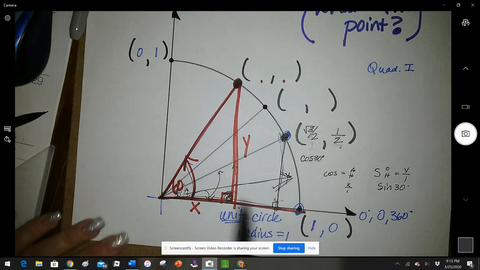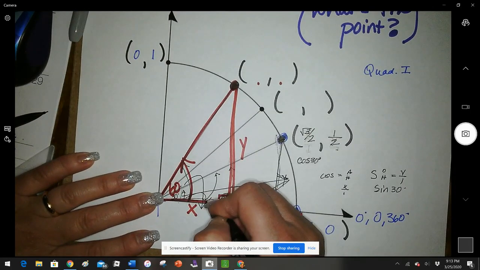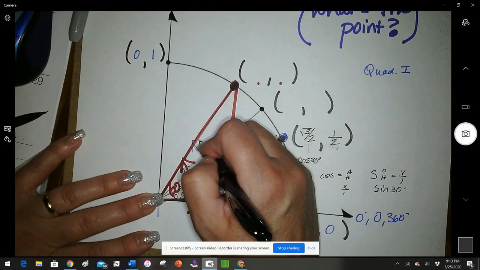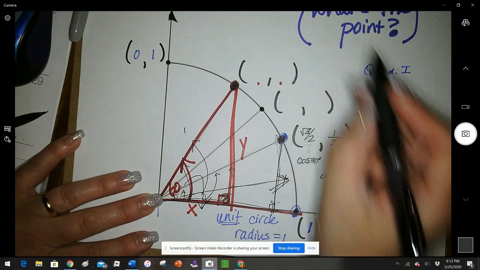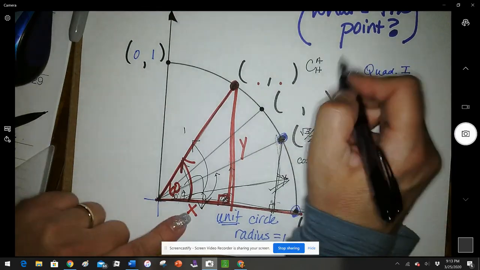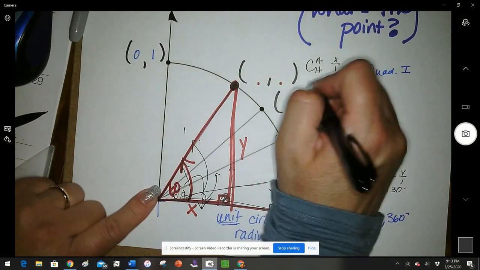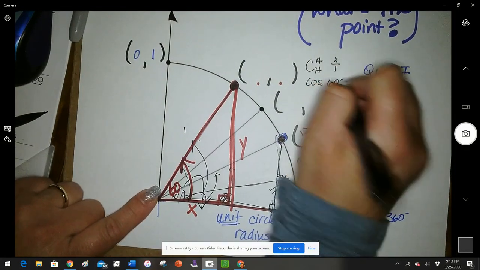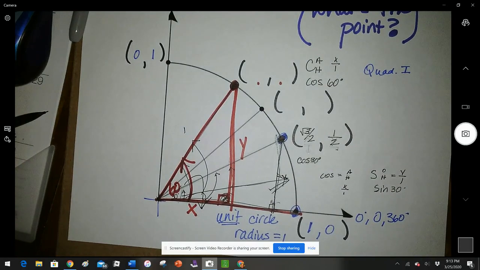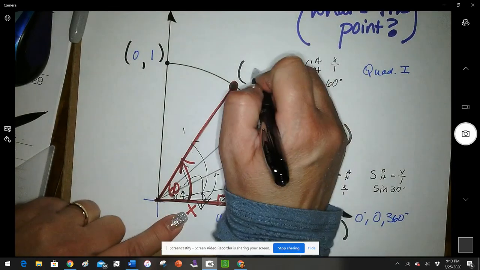Looking at 60 degrees, if I do the adjacent over hypotenuse, which again is 1, that's a cosine because that's adjacent over hypotenuse. So I'm looking at x over 1. What was the cosine of 60 degrees on your chart? If you look at your chart, that should also be in your notes, the cosine of 60 degrees should be 1/2.